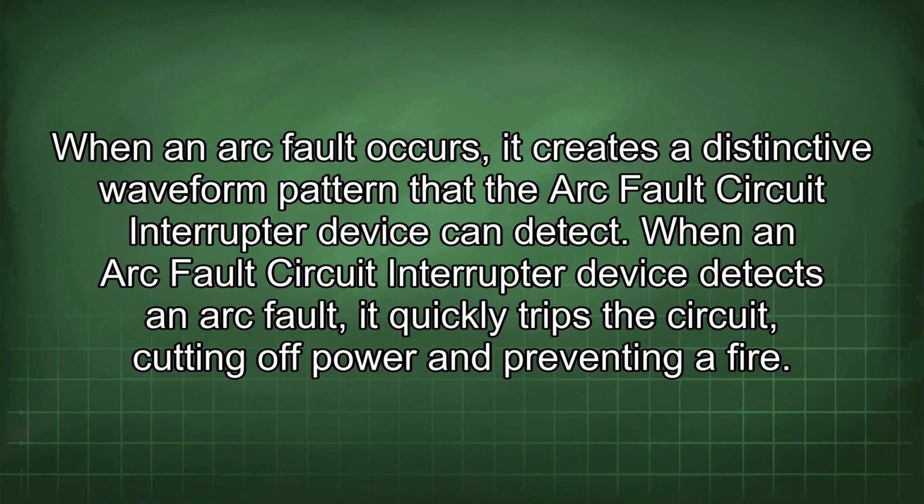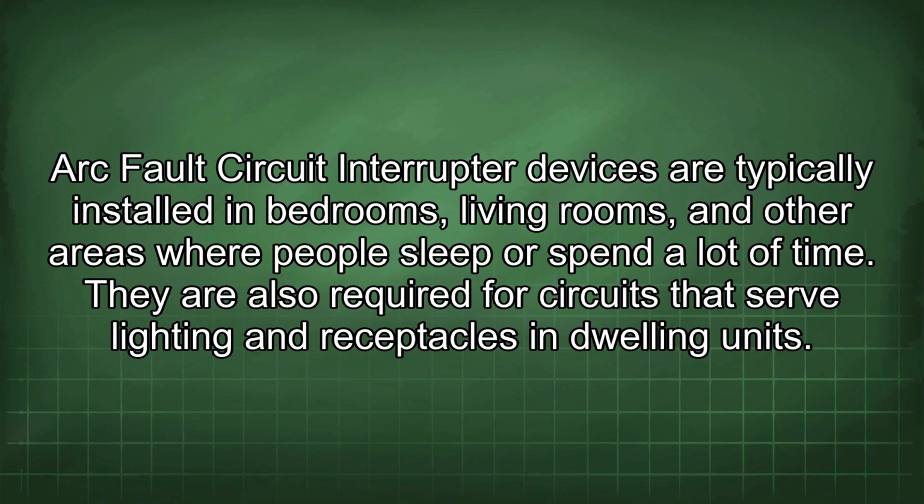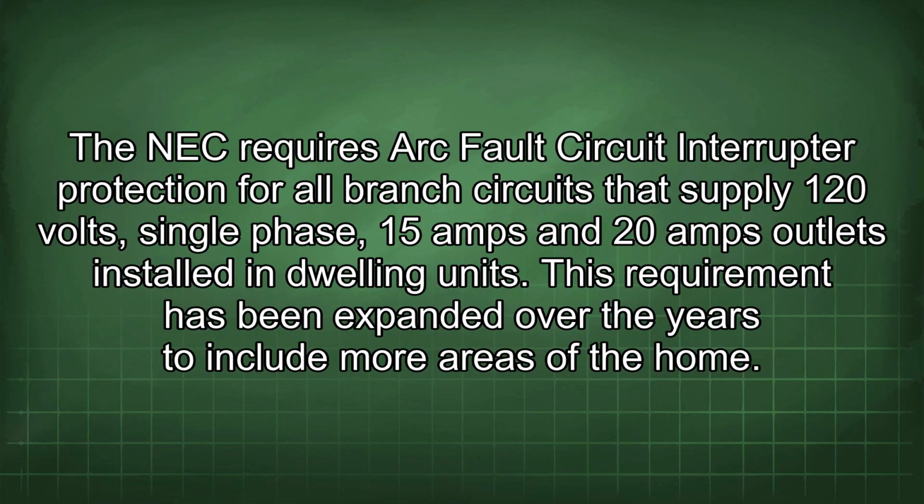When an arc fault circuit interrupter device detects an arc fault, it quickly trips the circuit, cutting off power and preventing a fire. Arc fault circuit interrupter devices are typically installed in bedrooms, living rooms, and other areas where people sleep or spend a lot of time. They are also required for circuits that serve lighting and receptacles in dwelling units. The NEC requires arc fault circuit interrupter protection for all branch circuits that supply 120 volts, single phase, 15 amps and 20 amps outlets installed in dwelling units. This requirement has been expanded over the years to include more areas of the home.